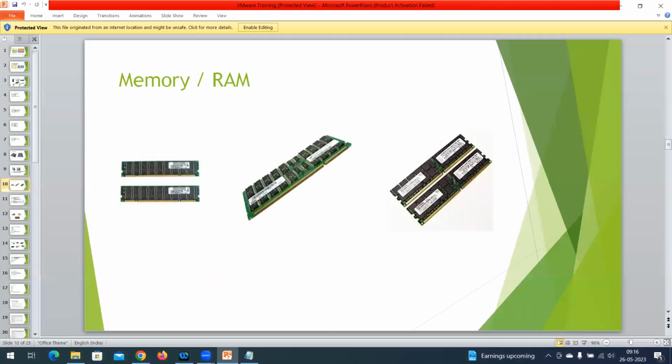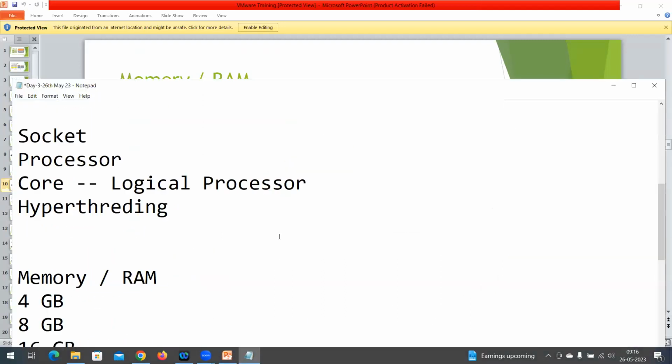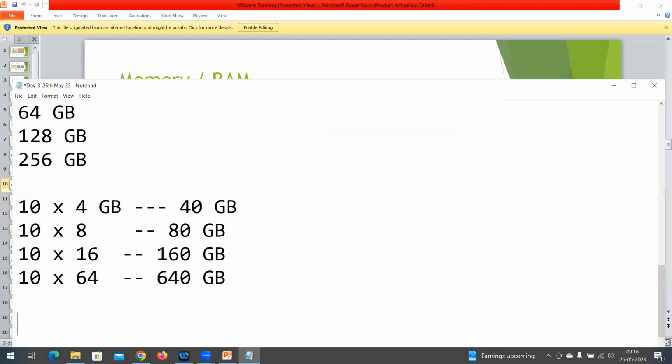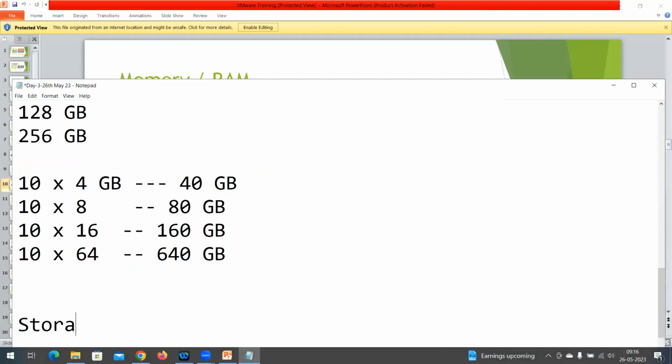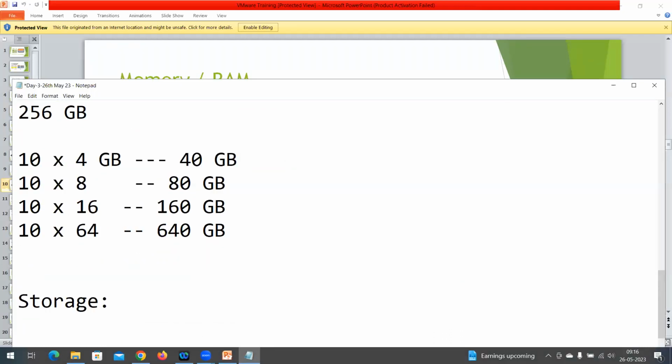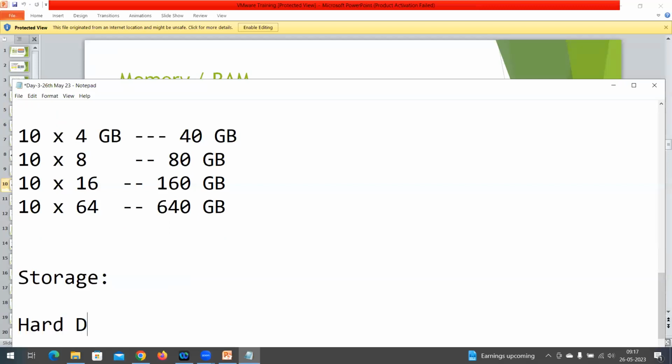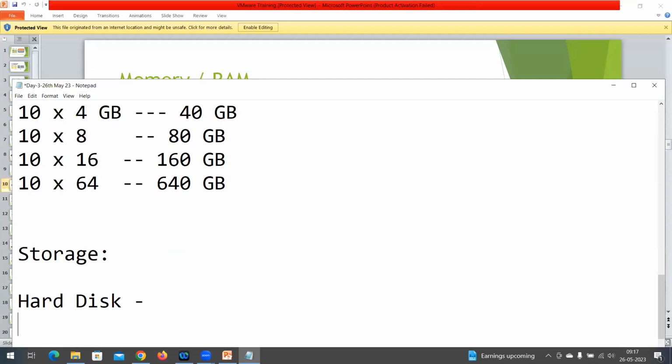What do you know about storage? A hard disk. On your laptop, what type of hard disk do you have? On your mobile, what type of storage do you have?